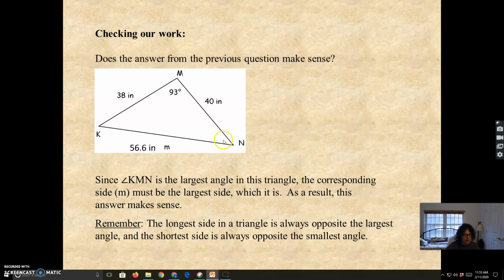Therefore, angle N right there would have to be the smallest angle. And this is the middle side, and this would be the middle angle. So angle K would be smaller than angle M, but larger than angle N. And you can see, since angle KMN is the largest angle in this triangle, the corresponding side, lowercase m, must be the largest side, which it is. As a result, our answer makes sense. And it's very important to remember, the largest side in a triangle is always opposite the largest angle, and the shortest side is always opposite the smallest angle.